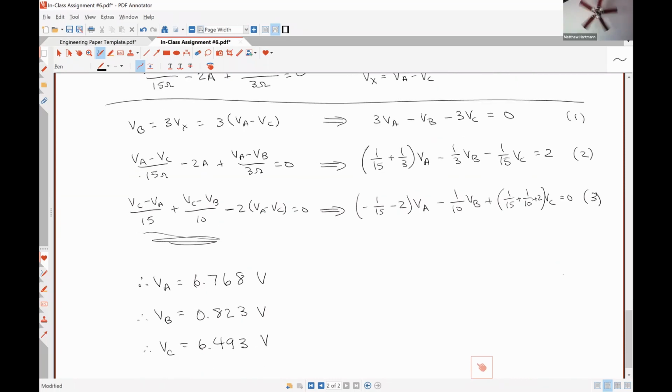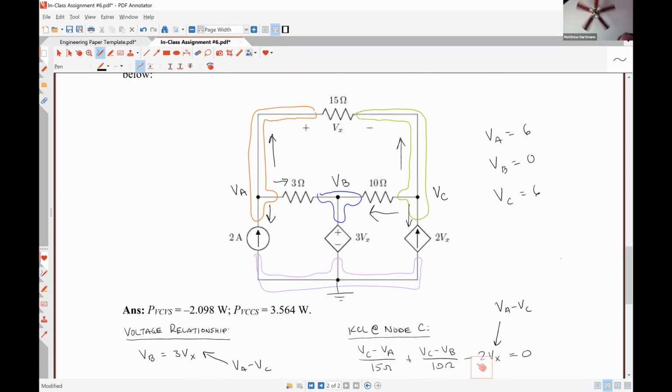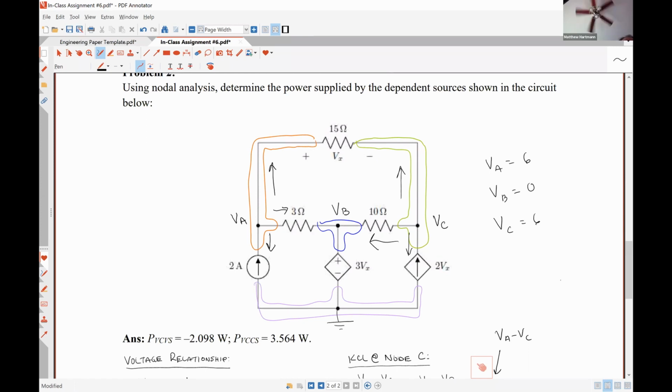All right. So we now have values for VA, VB, and VC that we got by not forgetting one of our terms. You're going to need to know what Vx is. Vx is VC, excuse me, VA minus VC. Which I get to be 0.274 volts. So now that we know this, how are we going to determine the power, let's see, supplied by the dependent current source? Let's start there.